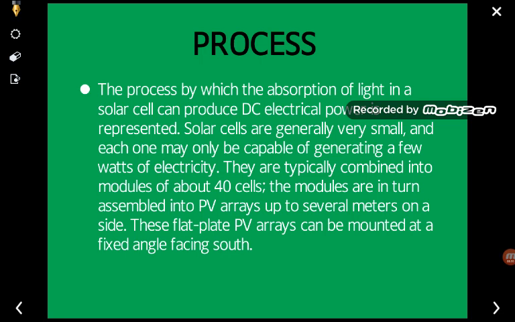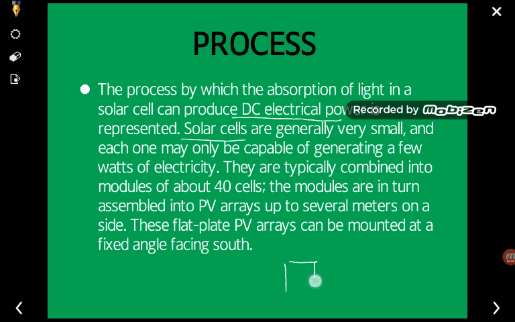Next, how does it work? The process by which the absorption of light in the solar cell produces DC electrical power: light is converted into electrical energy by means of the solar cell, normally as direct current. And solar cells are generally very small. They are very small in size and each one may only be capable of generating a few watts of electricity.